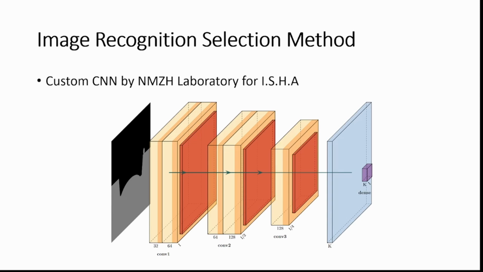Okay, so these are the back end of our product. Basically this particular image recognition selection method has been developed by our lab, NMZH laboratory. We call it I.S.H.A. First thing first is giving the image, putting it inside the neural network. Basically this is our own simple neural network, convolution 1, 2 and 3. Finally dense, and we will classify it into several categories, A until F.